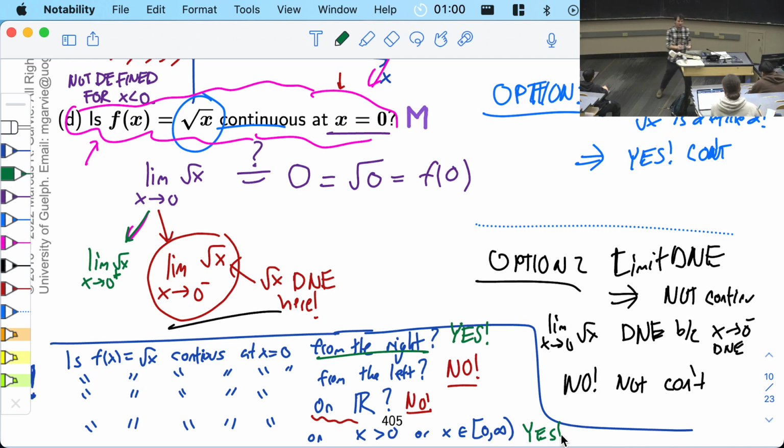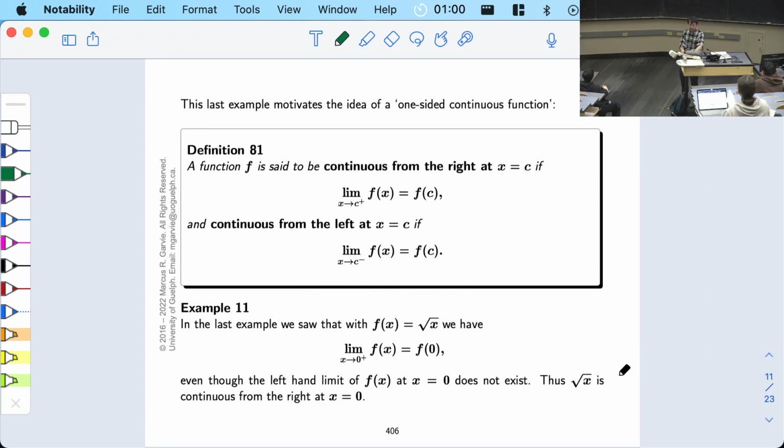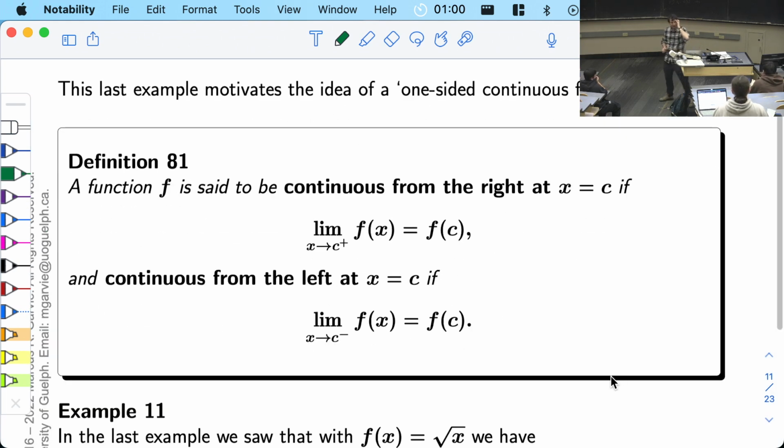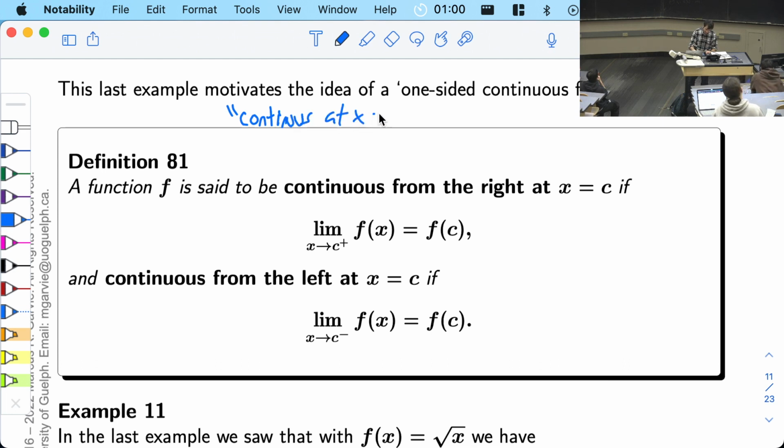OK, let's move to an example. And by move to an example, I think first we're going to do the definition of left and right. So left and right is over here. So continuous from the right, before we say what continuous from the right is, let me remind you, what does continuous mean? Continuous at x equals c. That means the limit as x goes to c of f of x equals f of c. So continuous meant look at the two-sided limit, the limit as x goes to c.